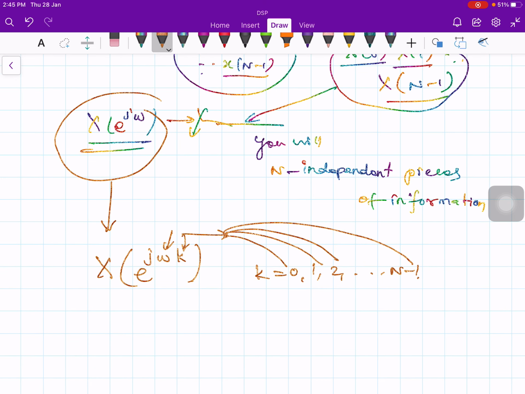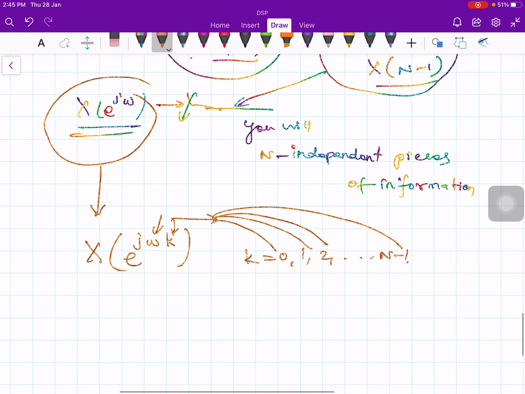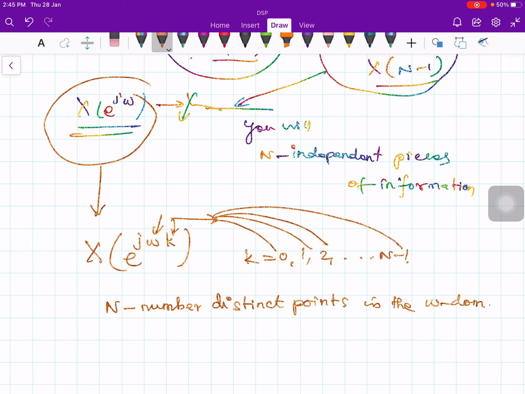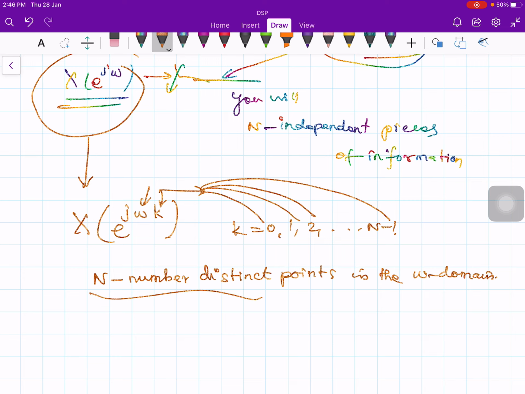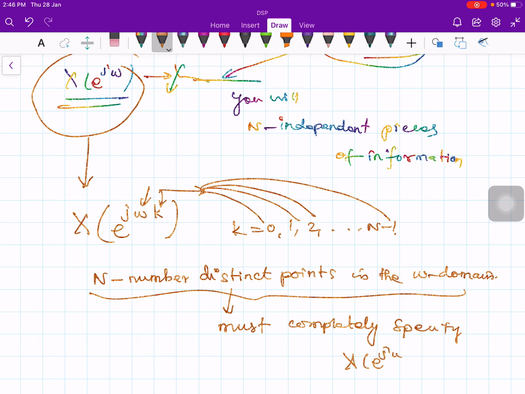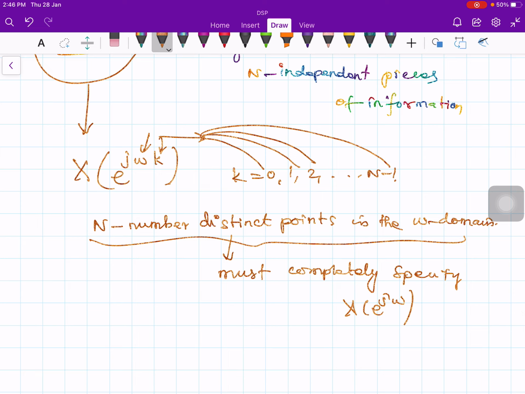Okay, therefore, there must be capital N number of distinct points in the omega domain. Omega domain means frequency domain, that's it. So this N number of distinct points in the omega domain must completely specify capital X of e to the j omega. That is, a part of the information is adequate to construct the full information.